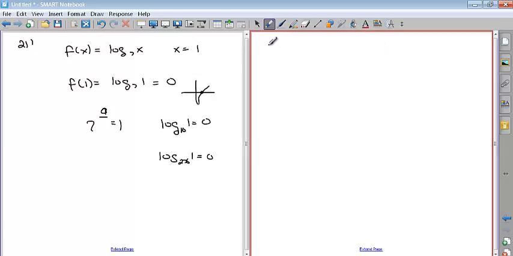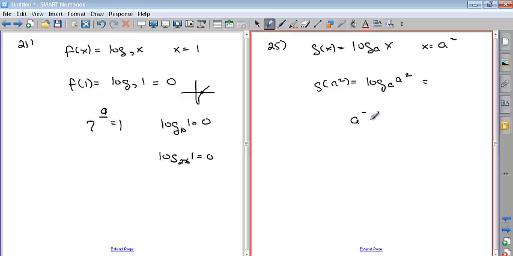Okay, 25. g of x equals log base a of x. x is equal to a squared. So g of a squared is log to the base a of a squared. So the question is, what number do I need to raise a to get a squared? Well, the answer is 2.